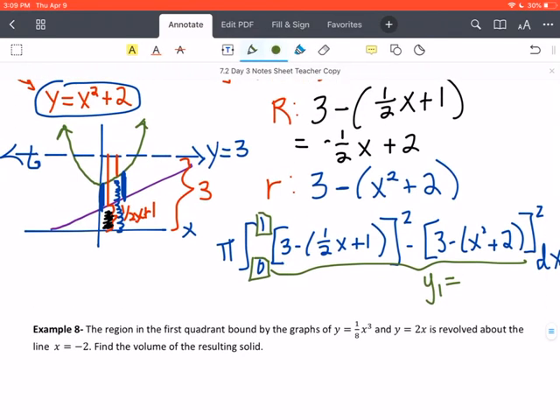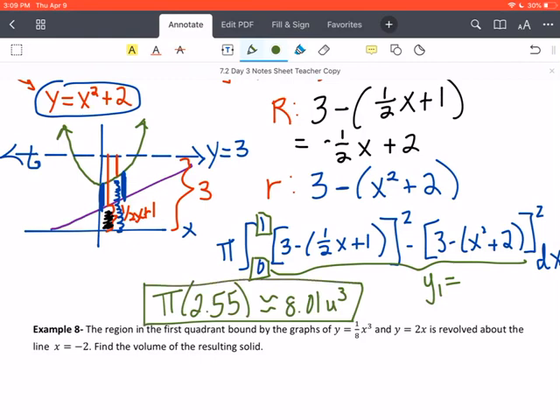2.55, okay, so we have to remember that there is a pi sitting out in front of that, so then you can just press times pi and it'll take you to your home screen, and you are going to get 8.01 units cubed as your answer. So I definitely want you to try this to make sure you know how to plug everything in correctly.